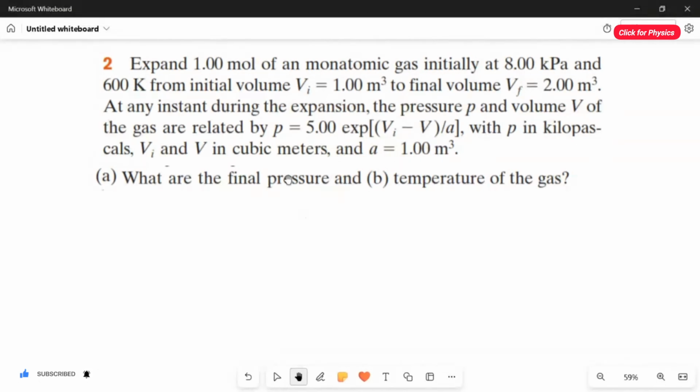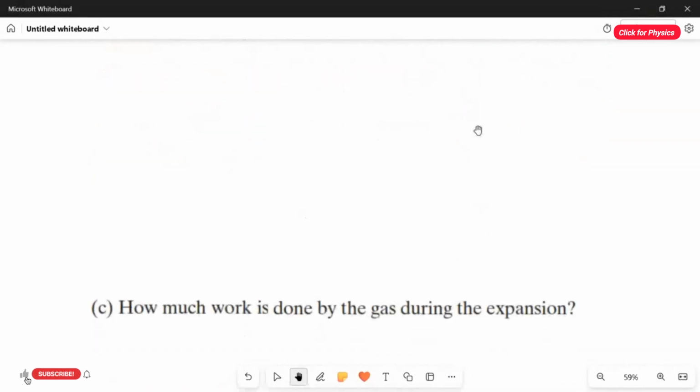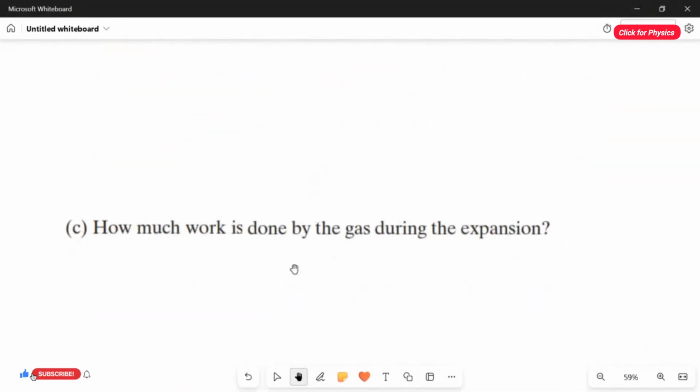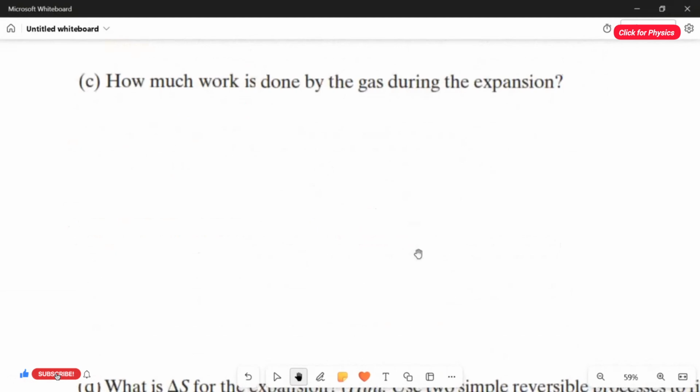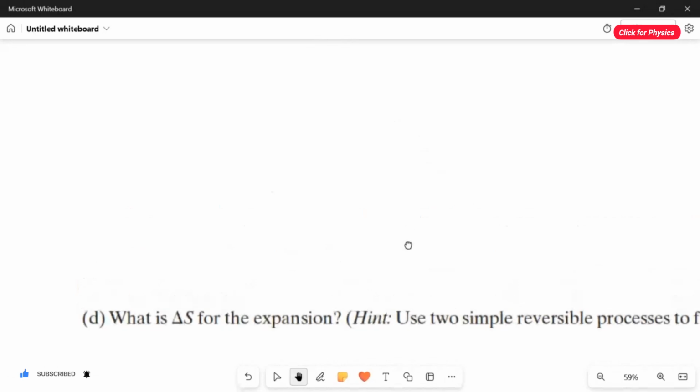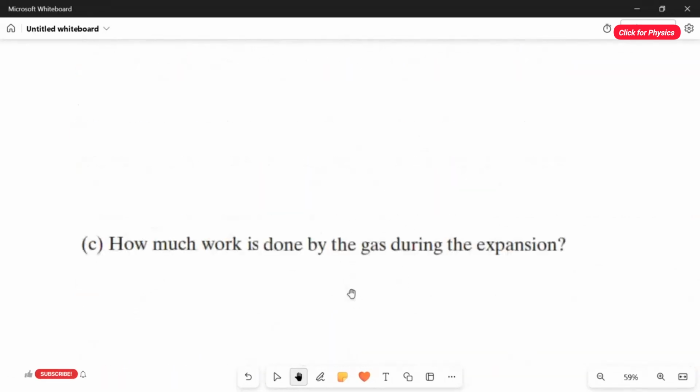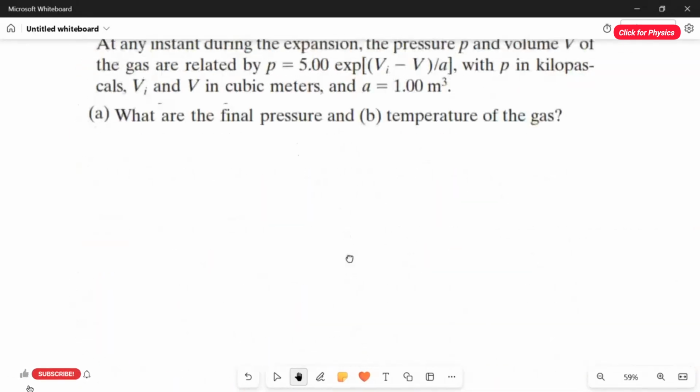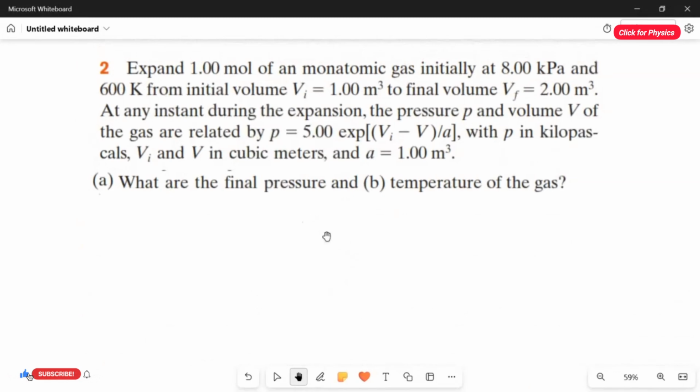What are the final pressure and the temperature of the gas? Third question, how much work is done by the gas during the expansion? And the last question, what is the change in entropy delta S for the expansion? So in this question, we have to answer these 4 subdivisions. Clear? First of all, let's write the given first.